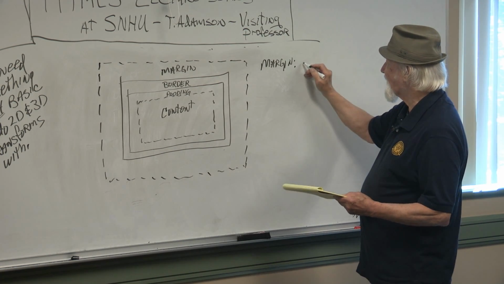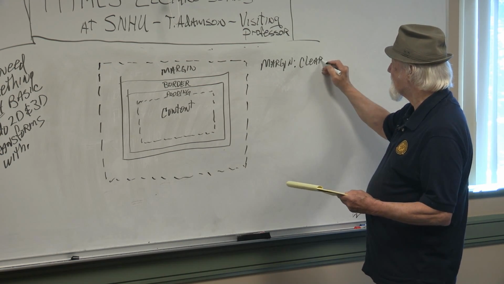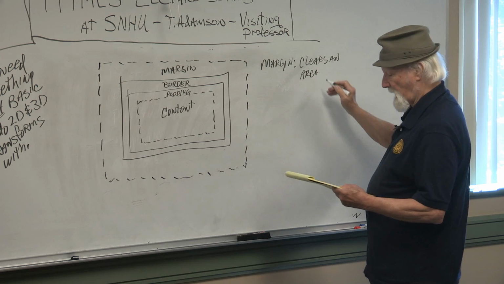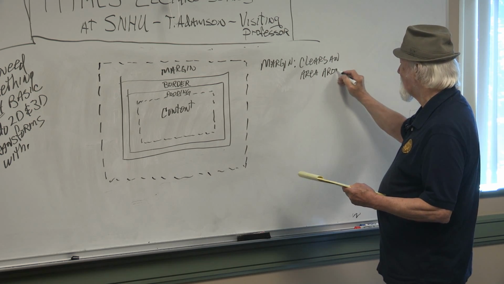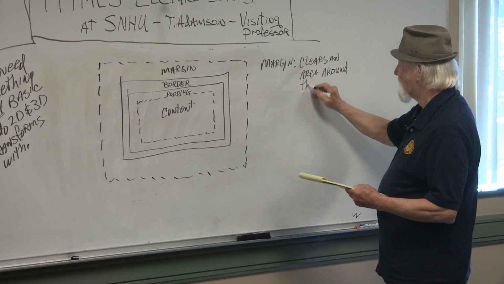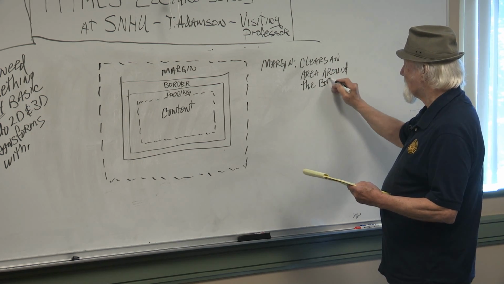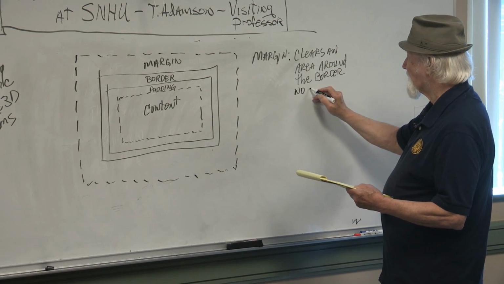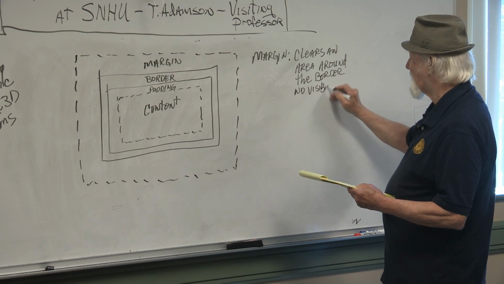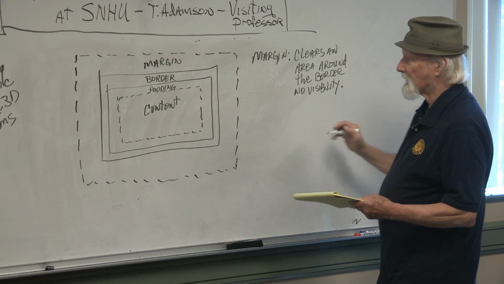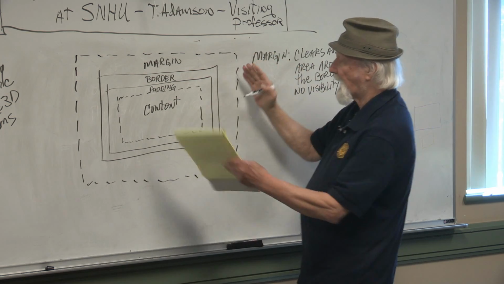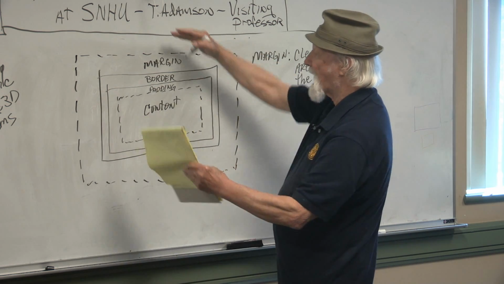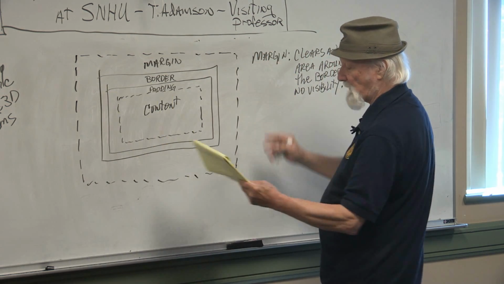Okay, so the margin clears an area around the border. It has no visibility. In other words, you can't see it. The only thing that happens is as I increase the margin, this border moves further and further away from the top and the left of where the web page is.